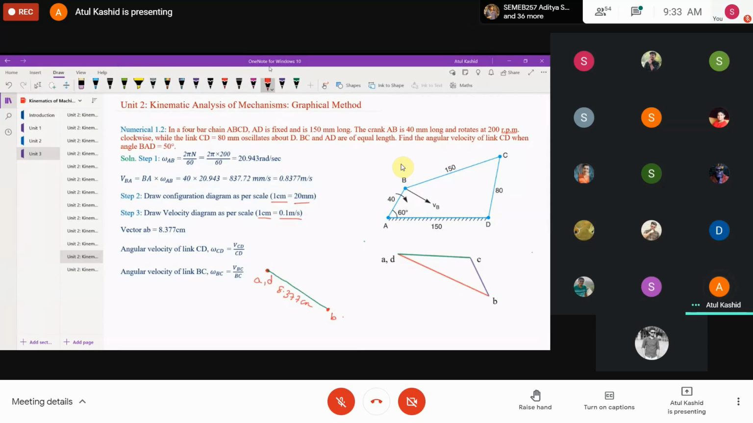For BC, we don't know the magnitude. For CD, we don't know the magnitude. But one thing is there which will make our work simpler. Now, if we observe the link BC, on the link BC we have 2 points B and C which are moving, but if we target link CD before link BC, it will be easier, because if you see the link CD, there is one point D which is fixed over here.